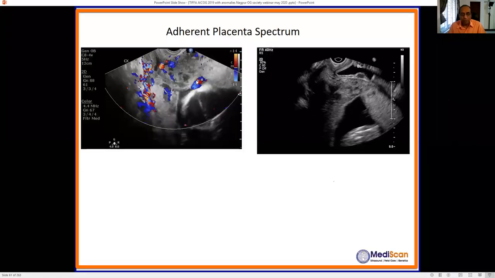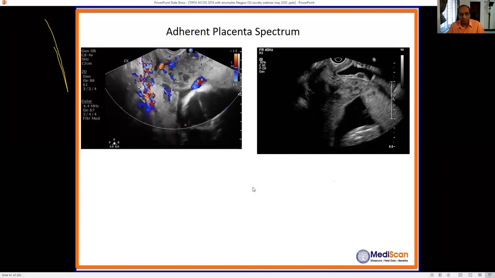Now you also can identify adherent placenta spectrum. We can't go into details now, but look for those lacunar spaces and the absence of the space behind the placenta, retroplacental space. Here you can see an invasion of the placenta into the bladder, which is a percreta, which is there.